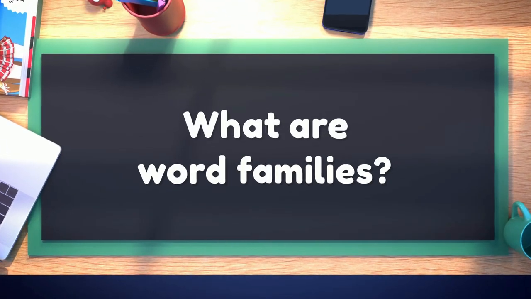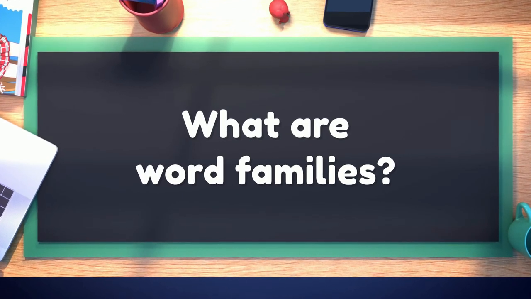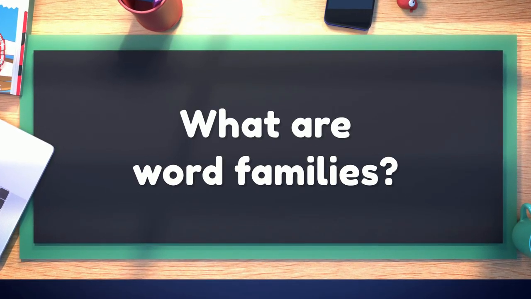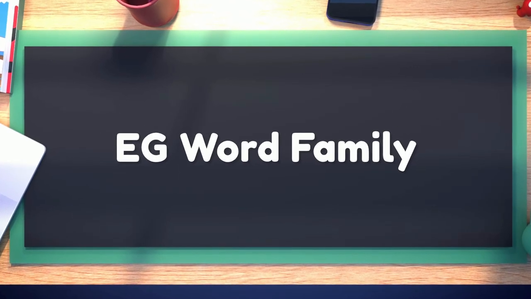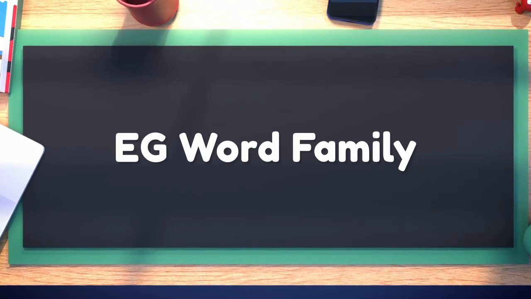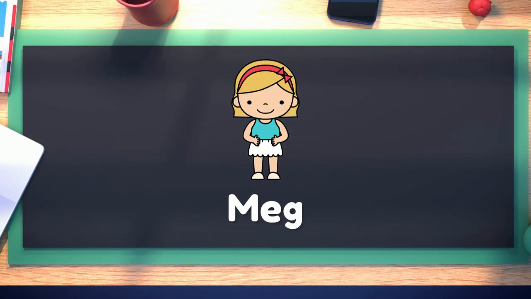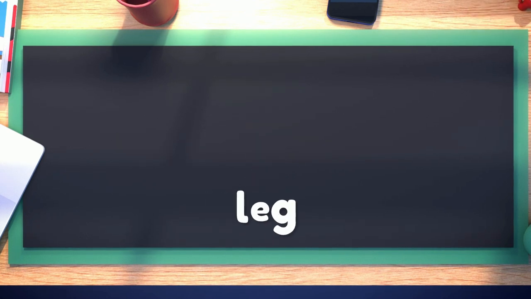Word families are groups of words that have the same ending sound. They're a great tool to help build vocabulary and improve reading skills. Today, we'll be focusing on the EG word family. The EG word family includes words like meg or leg.